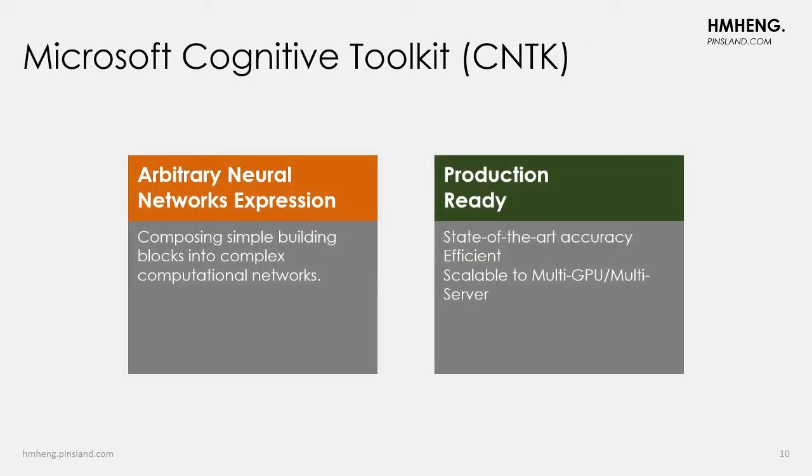So Microsoft Cognitive Toolkit also expresses arbitrary neural network expressions, composing simple building blocks into complex computational networks. And the most important one is production ready. So it's very efficient, it's very accurate, and it allows you to actually scale to multiple GPUs and nodes.